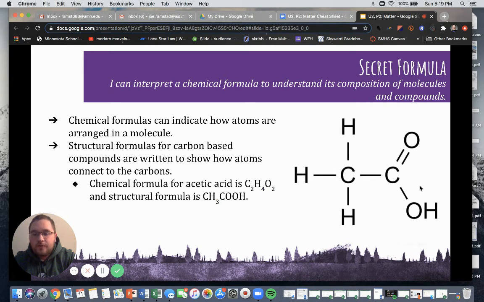So the structural formula is CH3COOH. We're not going to worry too much about structural versus chemical formulas here because I'm not really going to ask you to draw out structures in this class. That's a little bit more advanced for our college chemistry course here at the school, but it is important to know that there is a difference between how something looks in a chemical formula versus how it would appear in a structural formula.